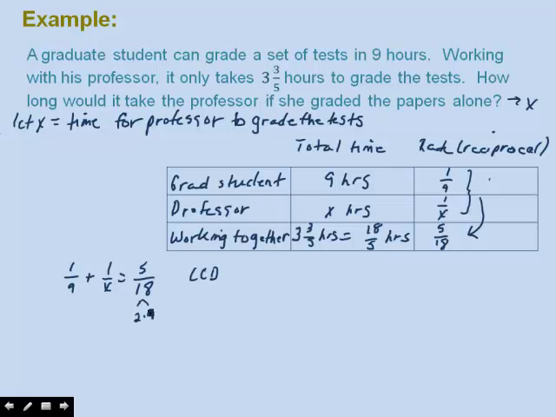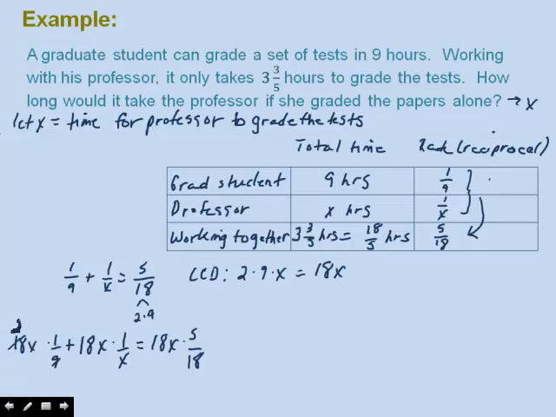Since we have 9 and 18, 18 is 2 times 9, so we have a 2 and a 9 and an x as part of our LCD. So that would give us 18x. Now we're going to multiply each rational expression by that 18x. And then we can do some canceling.